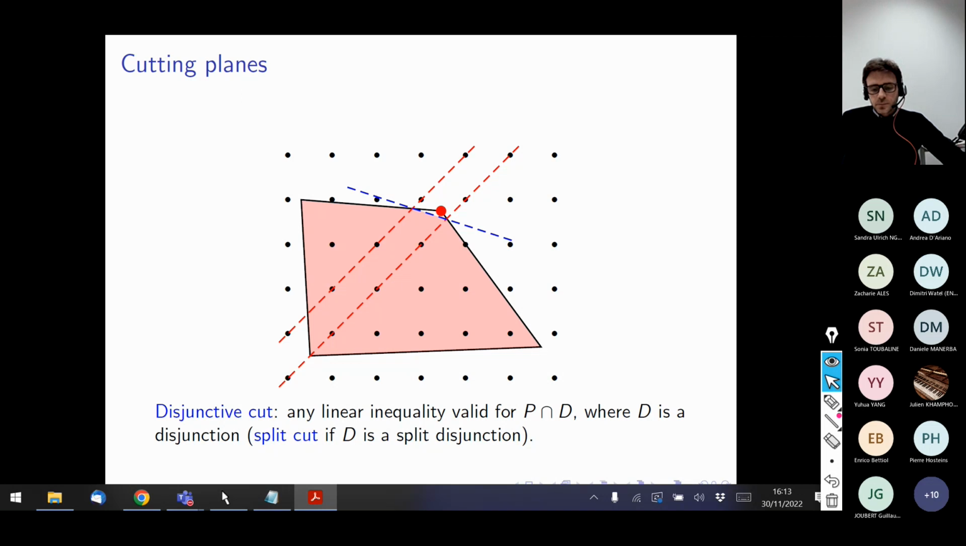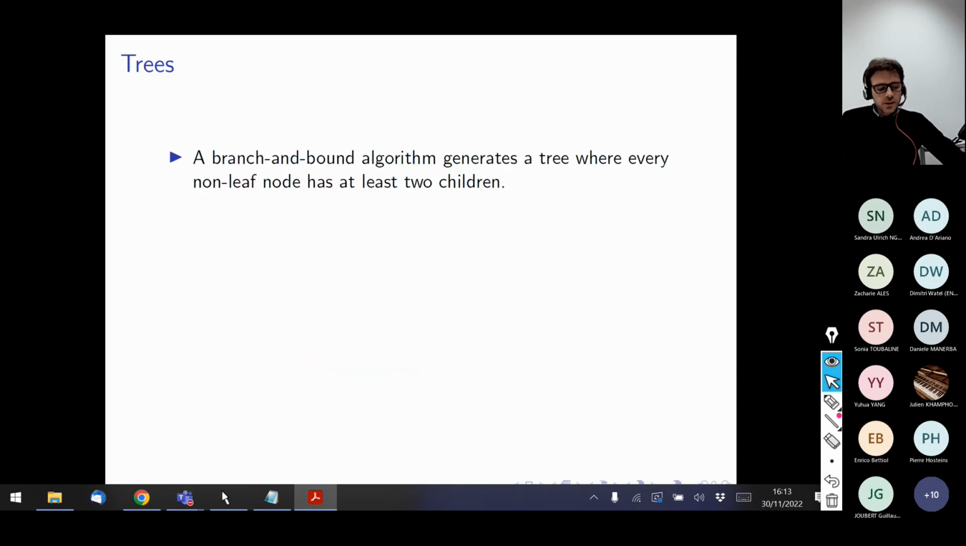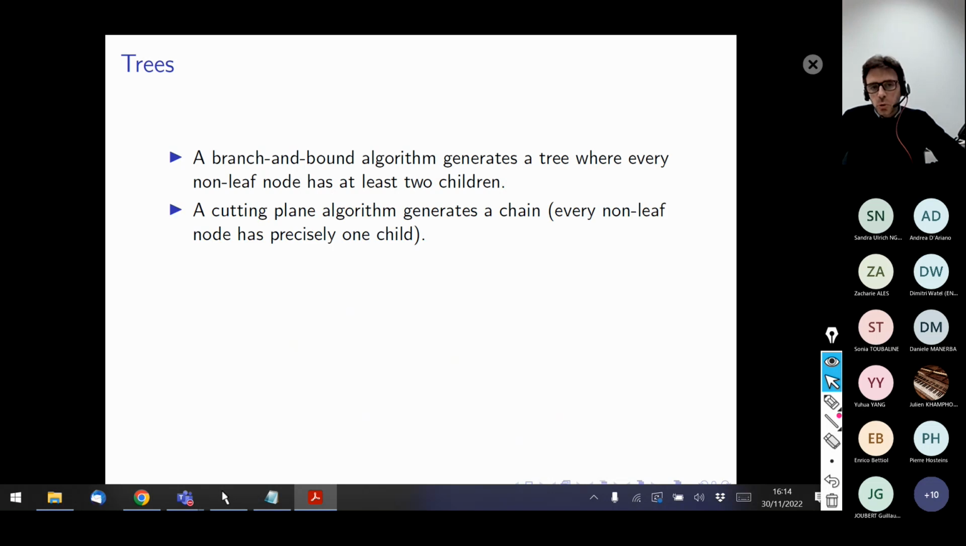Now, to compare these two algorithms, we know that branch and bound is represented by a tree called the branch and bound tree, in which every node, at least except for the leaves, has two children in the standard branch and bound, or at least two children if you use a more complex disjunction. Also, cutting plane can be modeled with a very special tree, which is just a chain.